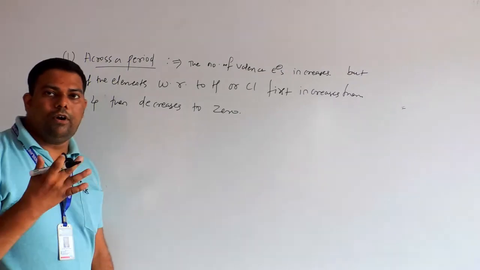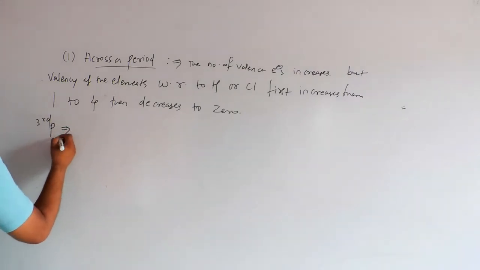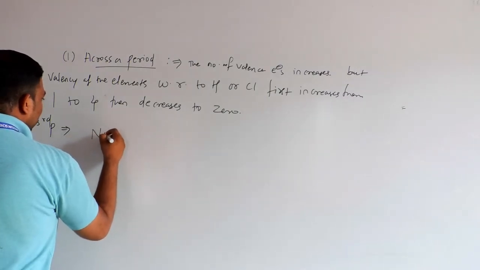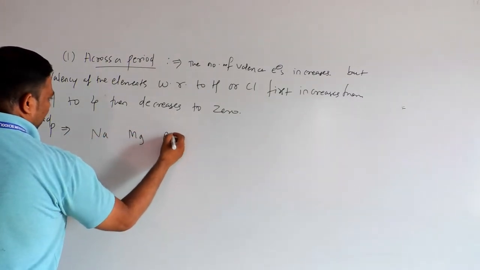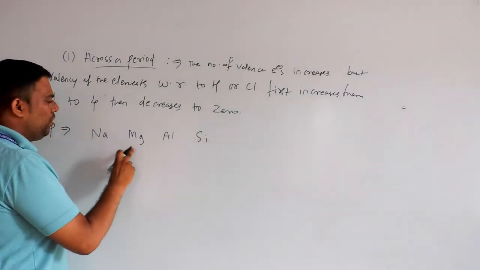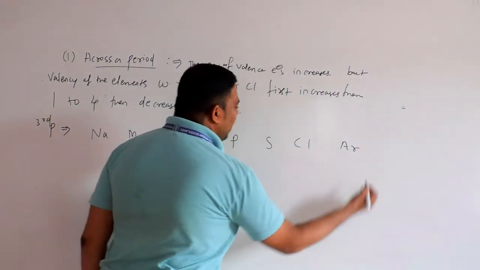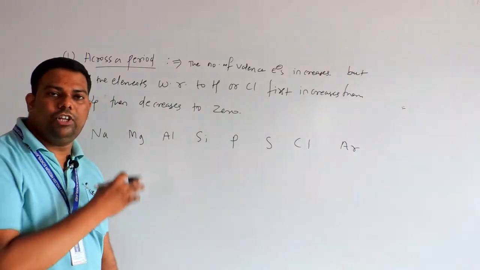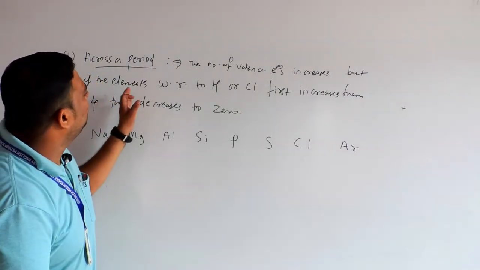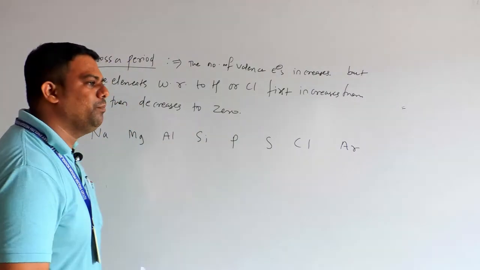Suppose you are thinking about the third period. As you know, the third period is sodium, magnesium, aluminium, silicon, and so on, atomic numbers 11, 12, 13, 14, 15, 16, 17 and 18. We will see, with the help of this example of a period, how valency first increases from 1 to 4, then decreases to 0. Pay attention, very important thing.